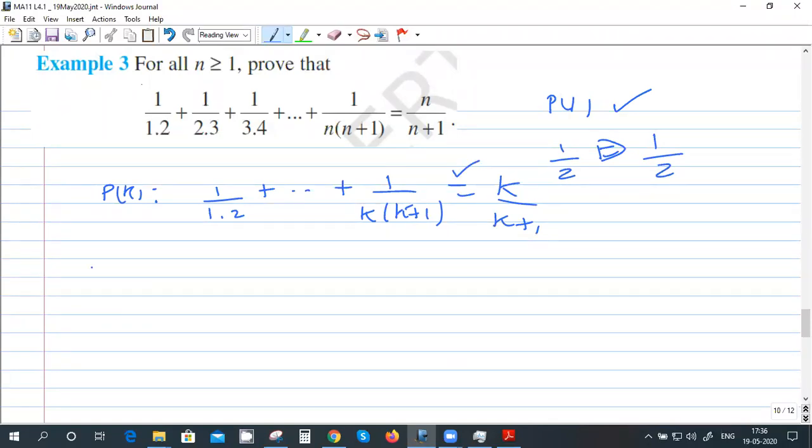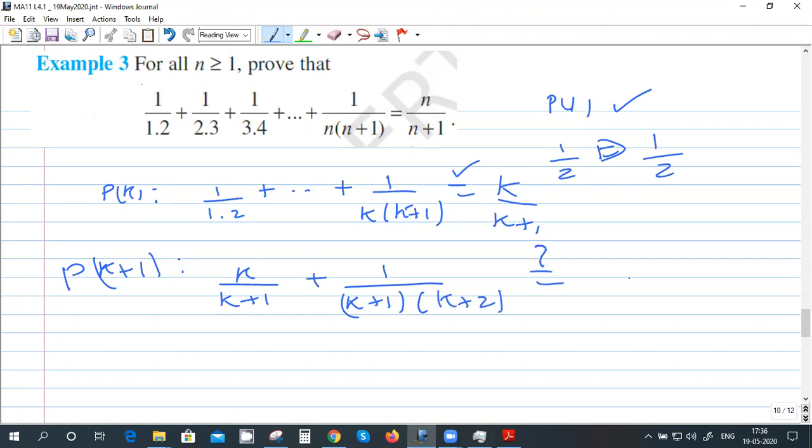So now I have to check for P of k plus 1. So that will be k divided by k plus 1 plus the k plus 1 term. That will be k plus 1 times k plus 2, equal to question mark, k plus 1 by k plus 2.